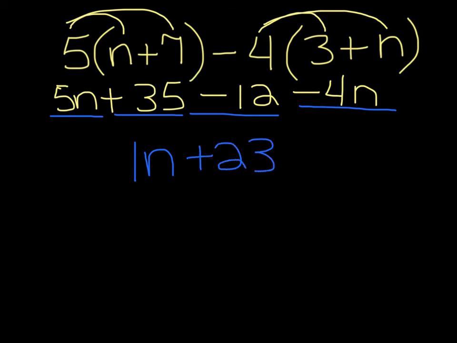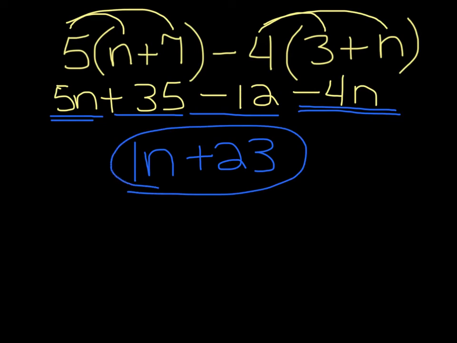So now we have combined like terms. We took 5n minus 4n and put our coefficients together. 5 minus 4 are the coefficients, and we got 1n. And then we combined our constants, 35 minus 12, and got 23. So we have used the distributive property to write an equivalent expression. So 1n plus 23 is much easier to deal with than the original expression of 5 times the quantity of n plus 7 minus 4 times the quantity of 3 plus n. It's much easier to deal with, although it is the same thing. They are equivalent expressions.